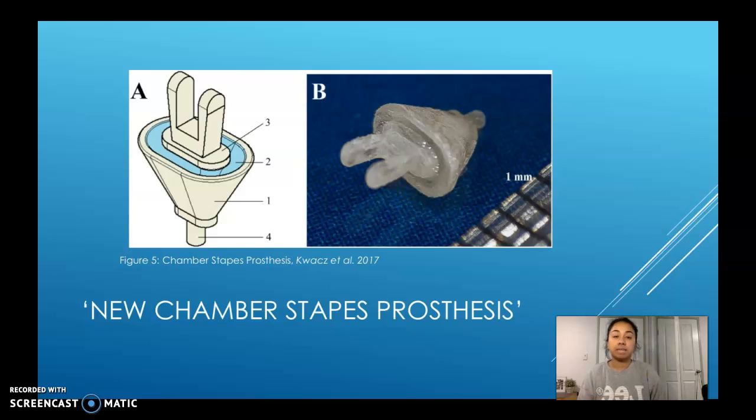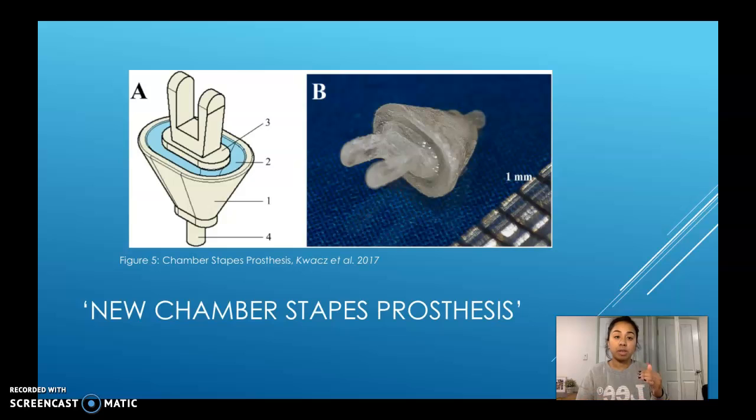The new chamber stapes prosthesis is a functioning prototype designed in Poland in 2017. This new prosthesis mimicked the natural ear and transmitted vibrations for frequencies of 0.4 to 10 kHz, so wider than the range previously mentioned. This prototype was then implanted into the human temporal bone, and its success was assessed by vibration measurements. As shown by Figure 5, A was a design of the actual chamber stapes prosthesis.